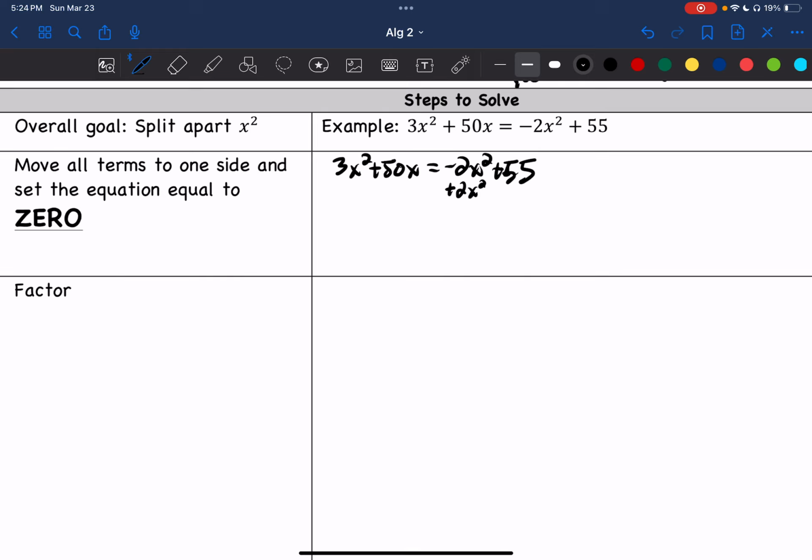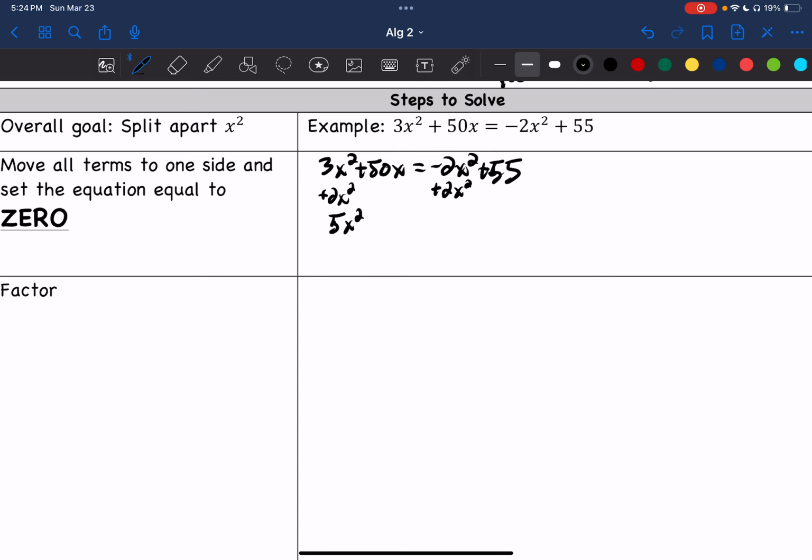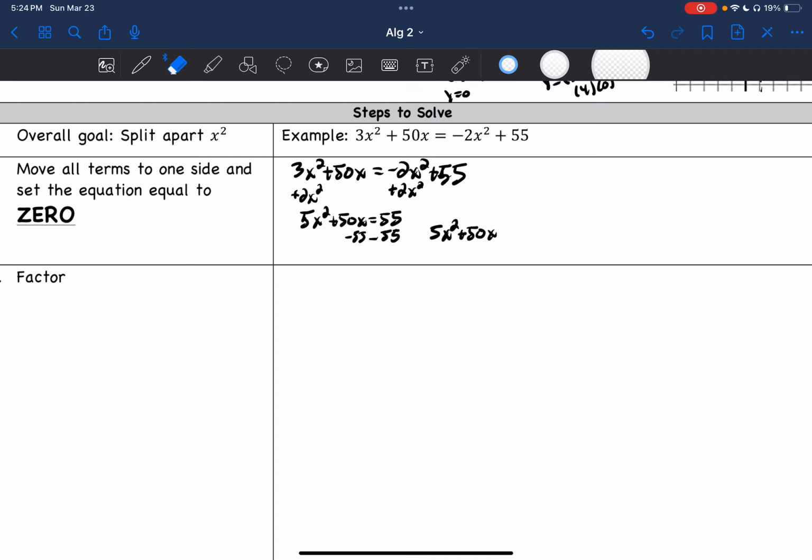Well, let's start by combining like terms, adding 2x squared to either side. And that gives us 5x squared plus 50x is equal to 55. And I can subtract 55 from both sides. Oh, but sorry, forgot one thing. If we subtract 55 from this side, we also need to subtract 55 from that side, meaning that we just need a minus 55 over there, and 55 minus 55 over here gives me 0.